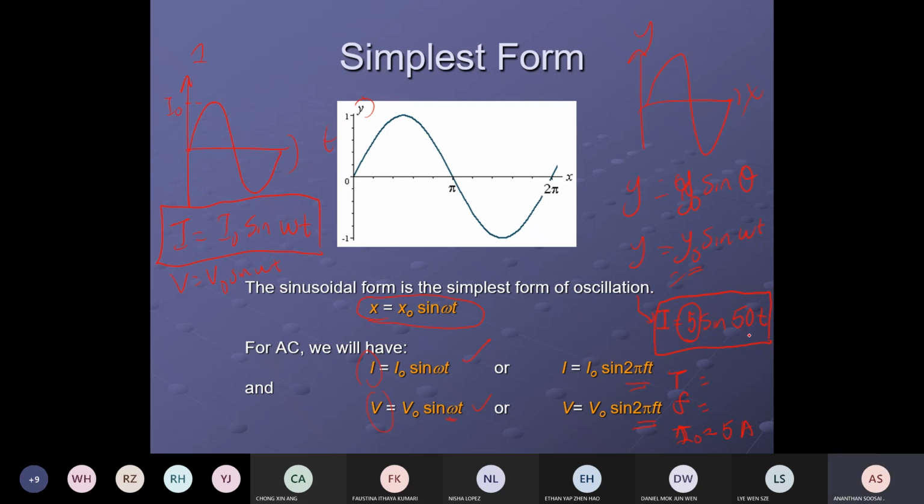How can you find the frequency and period? Of course, whatever is beside the t in sine omega t is omega. The 50 is omega in this case, so omega equals 50. You know omega is 2 pi f, so you can work out the frequency. Remember, whatever number is beside the t is your omega. If you know omega, you can find frequency, you can find period.